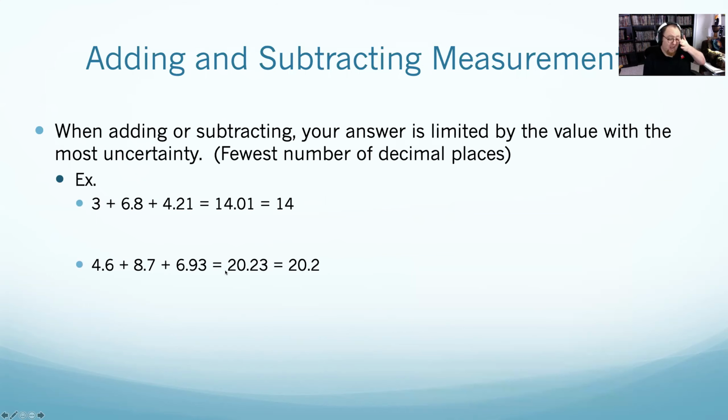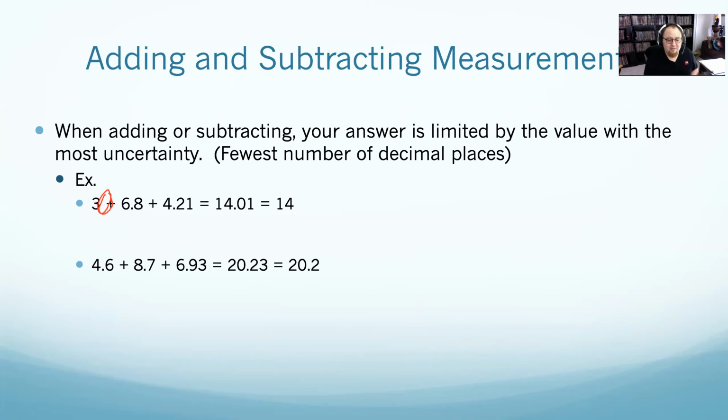Any problem where you're adding and subtracting numbers, ignore significant digits completely. And if you're adding numbers, you should always round the final answer to whichever has the fewest decimal spots. 3 plus 6.8 plus 4.21 is 14.01. But really, you should round that to 14. The reason why is because this 3 has some uncertainty here. And so saying 14.01 is bringing in certainty we don't have, because 3 could really be between 2 and 4 somewhere.